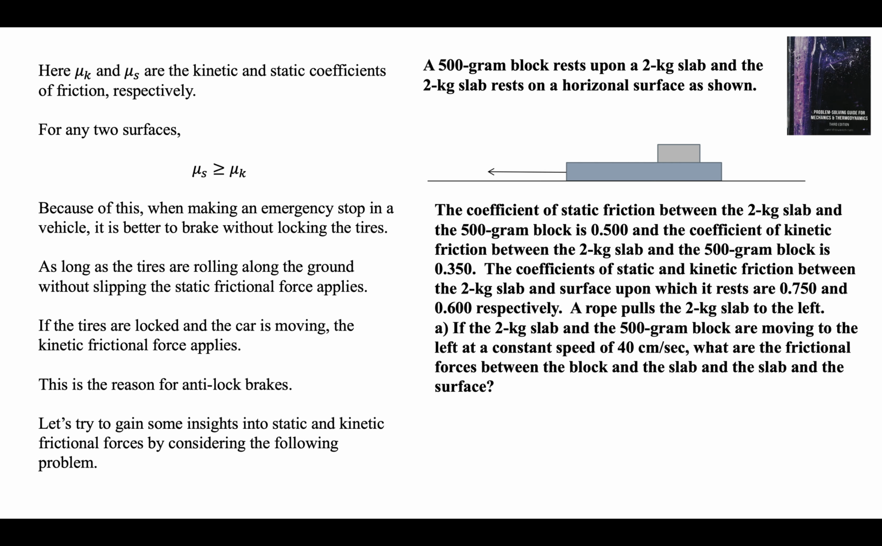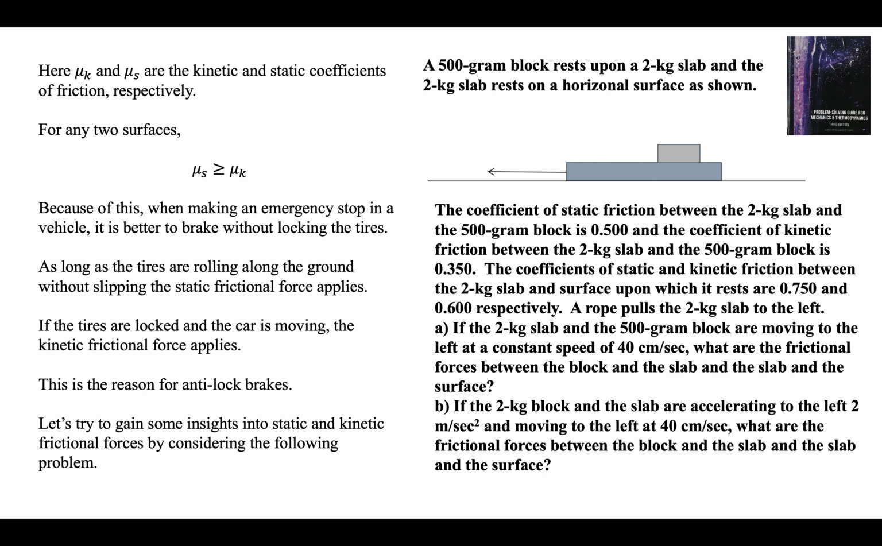Part A. The slab and the block are moving to the left at a constant speed of 40 centimeters per second. What are the frictional forces between the block and the slab and the surface? Part B. The 2-kilogram slab and the block are accelerating to the left at 2 meters per second squared and moving to the left at 40 centimeters per second. So they're going 40 centimeters per second, they're speeding up. What are the frictional forces between the block and the slab and between the slab and the surface?